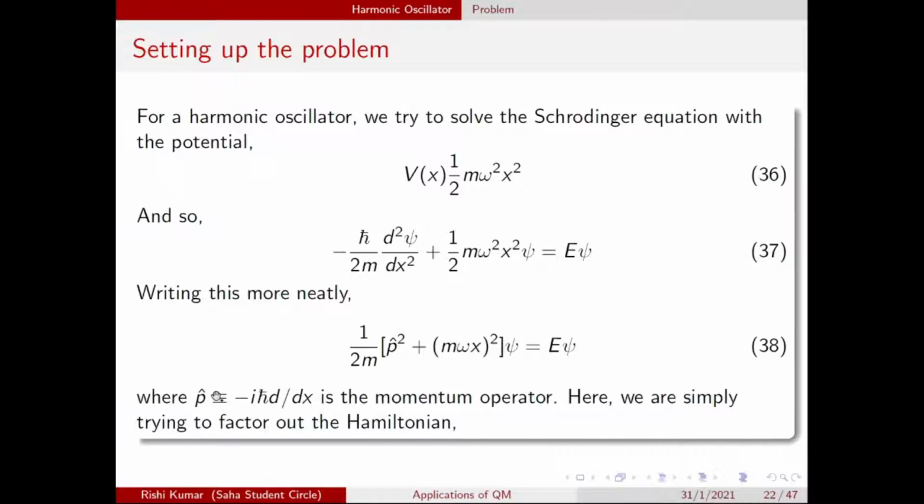Look at this right here. p hat is simply negative i h bar d by dx. So now you see why we use the square here instead of just p, so that we can get rid of this i right here. This is called the momentum operator.